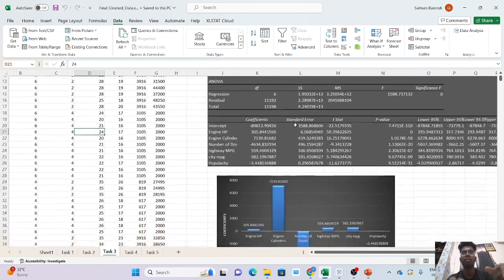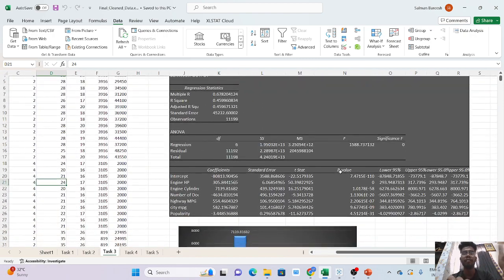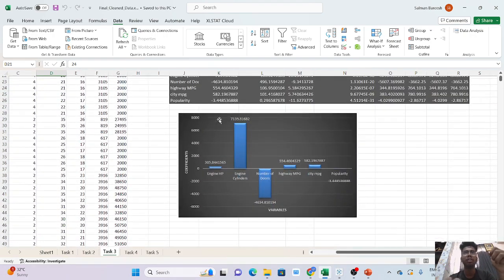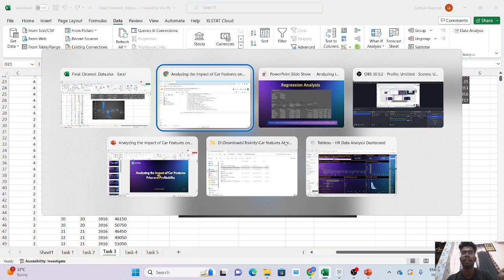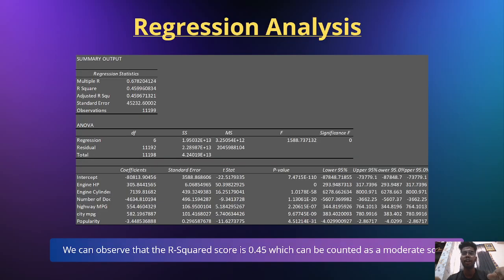So this is the output that we get, and this is also a bar chart. I will explain this in the presentation that I have done. We can observe that the R square is 0.45, which can be counted as a moderate score. So 0.45 is not a very bad score, it is a moderate and good score.